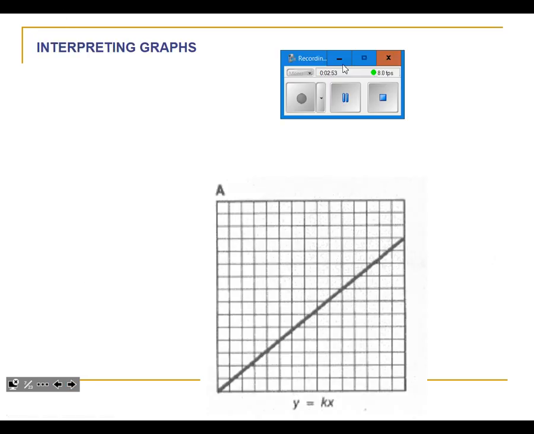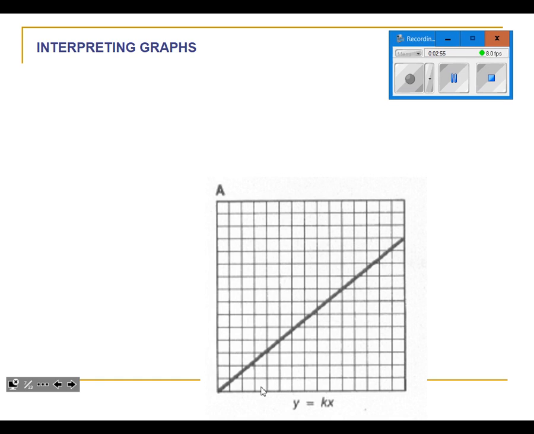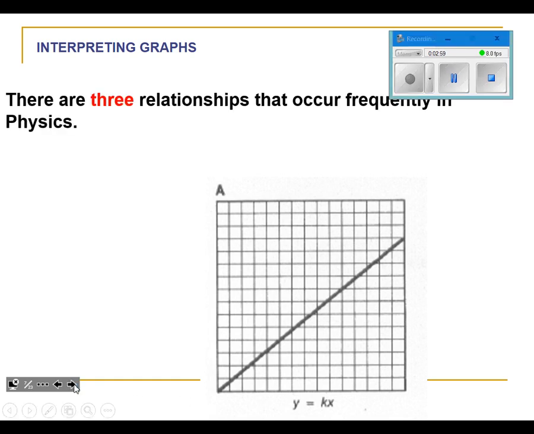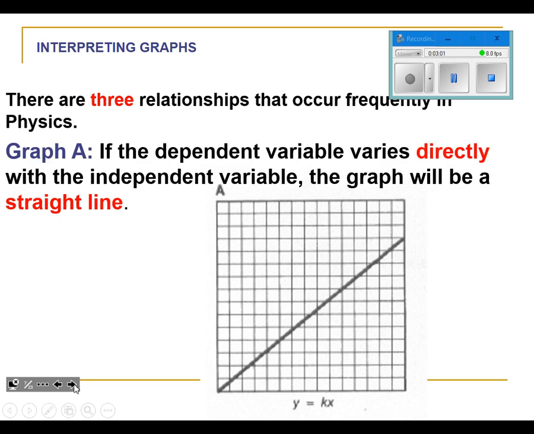Okay, so we're going to talk about the different types of relationships that we can see in our physics graphs. And there's 3 that typically occur in physics. The first one would be a directly proportional graph, and it would create a straight line. If we think about the formula for a line, when it is directly proportional, it would be y equals kx, where k is a constant, or that would be our m value. So that would be our slope value, that k.